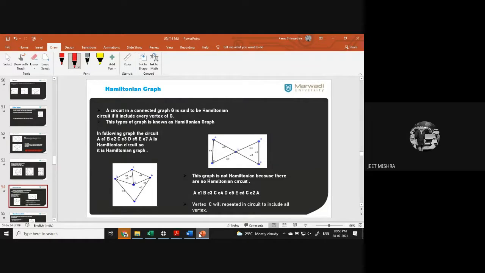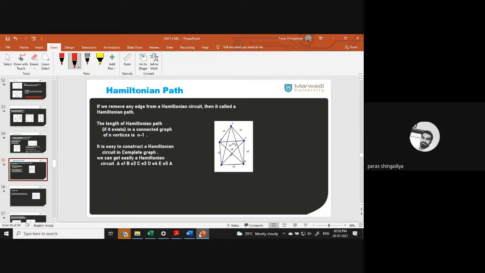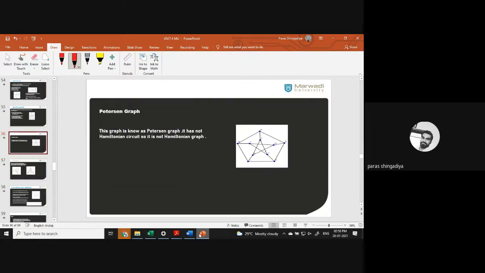For the Peterson graph, you only have to write one example. That is one example only. That is the shape of Peterson graph. Okay sir.